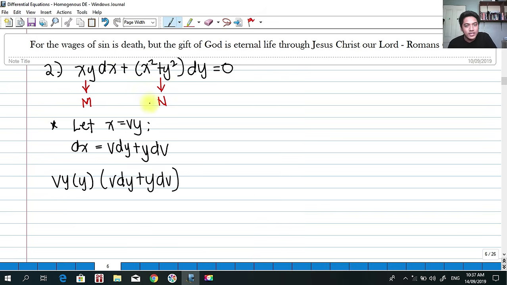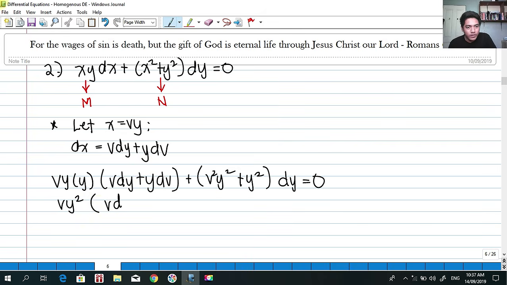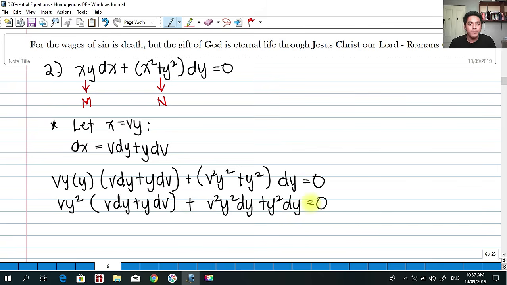That is our dx. Plus, of course, we have x squared. So can I rewrite it as v squared y squared already? Right? Because this is raised to 2. So plus y squared, okay, times dy is equals to 0. So we're going to simplify this. v dy plus y dv, okay, plus we have v squared y squared dy plus y squared dy is equals to 0.